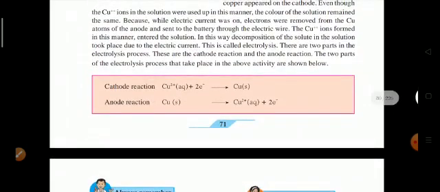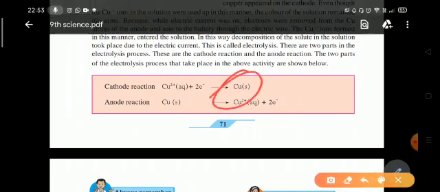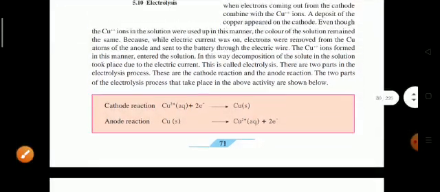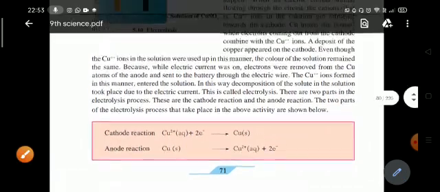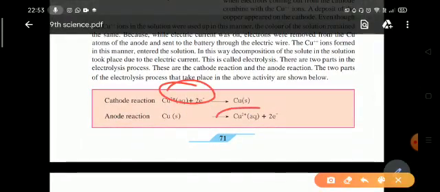Cathode reaction. What happens on the cathode? As we had said, copper gets attracted to the cathode. Cu2+ plus 2 electrons gives us Cu, the stable couple, whereas on the anode, the copper in the solid state reacts and gives the original form which we had converted on the cathode. These two reactions are the same.